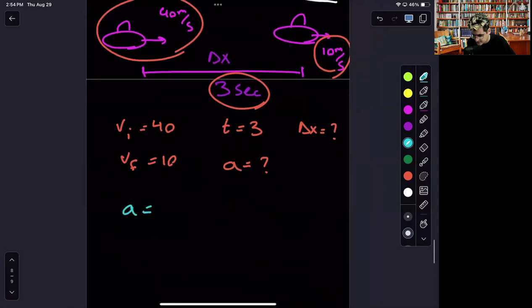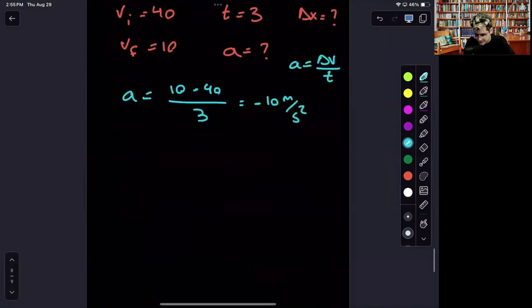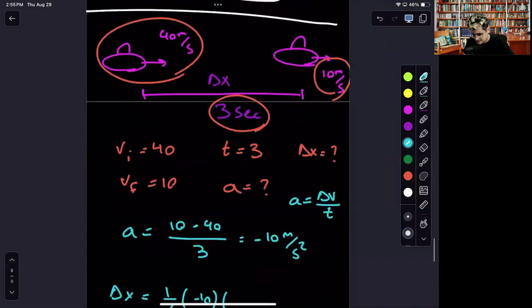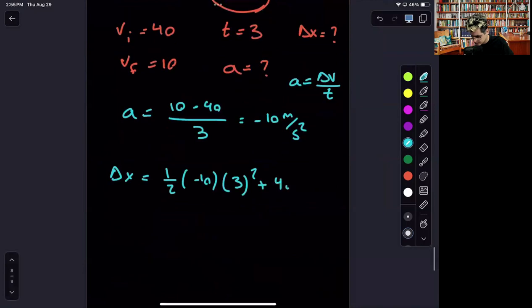So the acceleration is going to be what? It's going to be final velocity minus initial. Look, a is equal to delta v divided by t. Final minus initial divided by 3, and it's going to be negative 10 meters per second squared. The acceleration is negative, meaning that you are decelerating, not accelerating. You're slowing down, right? So the rest is very easy. The delta x is equal to 1/2 a t squared, which is 3 seconds squared, plus v0, which is 40, times 3 seconds. Solve it, you get the answer.